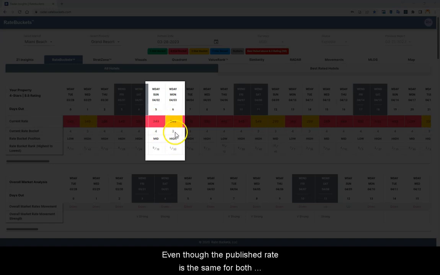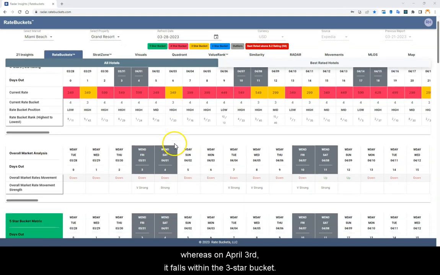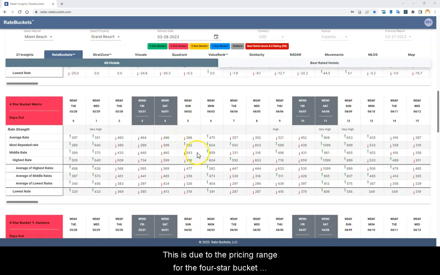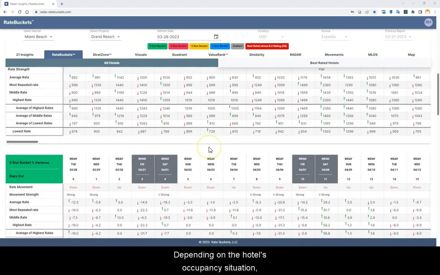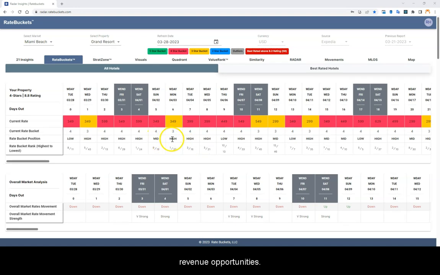Even though the published rate is the same for both dates, on April 2nd, it falls in the middle of the 4-star bucket, whereas on April 3rd, it falls within the 3-star bucket. This is due to the pricing range for the 4-star bucket being higher on the 3rd, because the market is pricing higher, which makes the same rate appear cheaper in comparison. Depending on the hotel's occupancy situation, mistakenly pricing at a lower bucket could result in missed revenue opportunities.